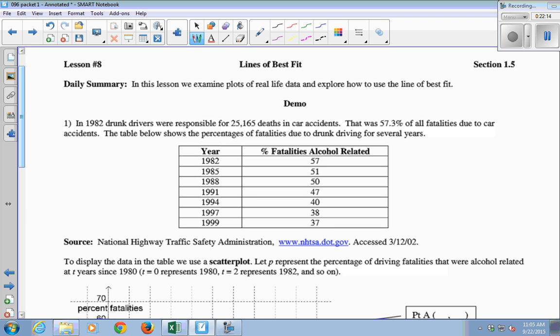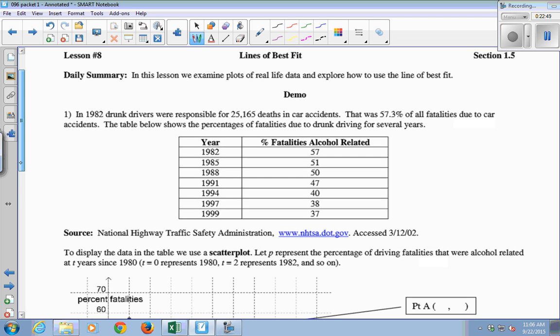So in 1982, drunk drivers were responsible for 25,165 deaths in car accidents, and that was 57.3% of all fatalities due to car accidents. This table shows the percentages of fatalities due to drunk driving in several different years. So in 1982, drunk drivers were responsible for 57% of car accident fatalities. 1985, 51%. 1988, 50%. So the general trend is downward, right? This data came from the National Highway Traffic Safety Administration.